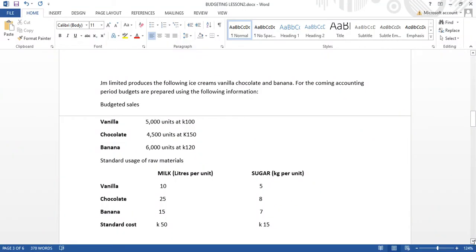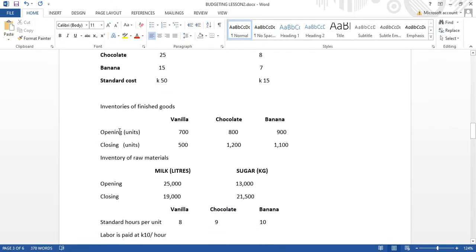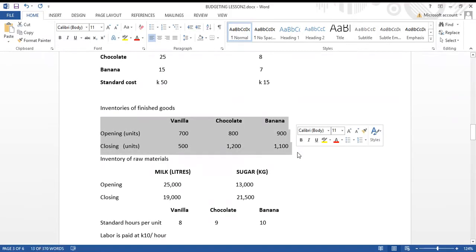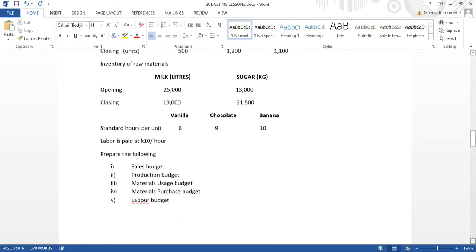With the standard usage of materials given to us. This is the material needed for producing the ice cream: milk and sugar. So we've been given the information for all the flavors of ice cream and the standard cost. We also have our inventories of finished goods, our opening inventory, and our closing inventory, which we expect. We also have the inventory of the raw materials, opening and closing, the standard hours needed for producing each unit of ice cream, and we'll be given the labor rate.